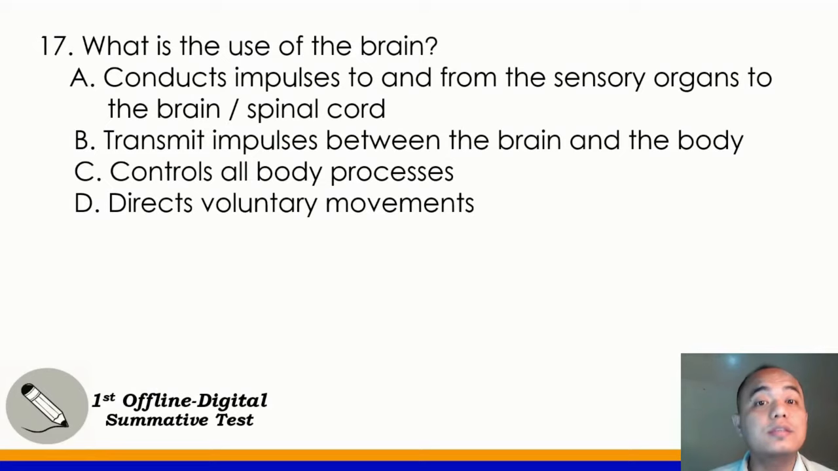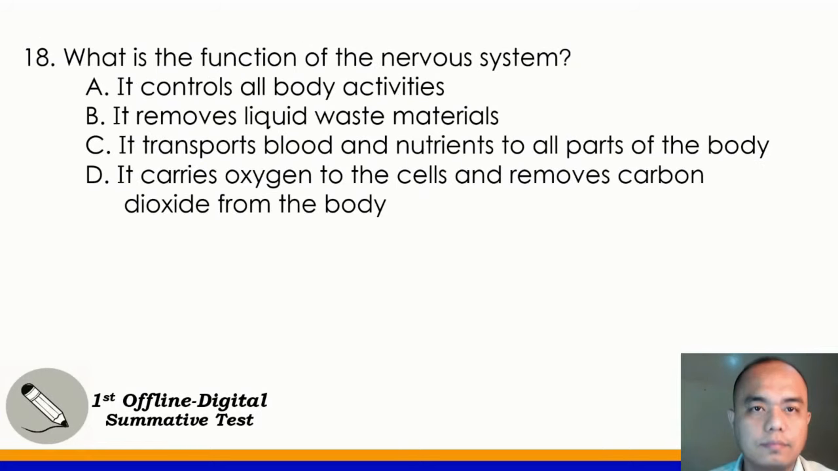Number 17, what is the use of the brain? A. Conducts impulses to and from the sensory organs to the brain and spinal cord. B. Transmit impulses between the brain and the body. C. Controls all body processes. Or letter D. Directs voluntary movement. The brain is for controlling your body processes.